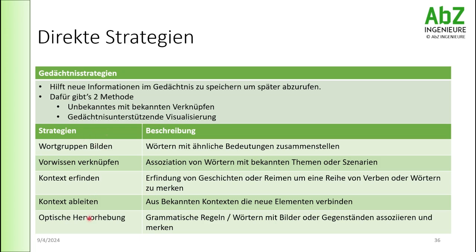So the strategies are listed on the left hand side and the short description is given on the right hand side. The first one is Wortgruppen bilden. You are going to build a group of words which have almost the same meaning. Then you have Vorwissen verknüpfen. Then you are going to associate the words with known topics or scenarios.